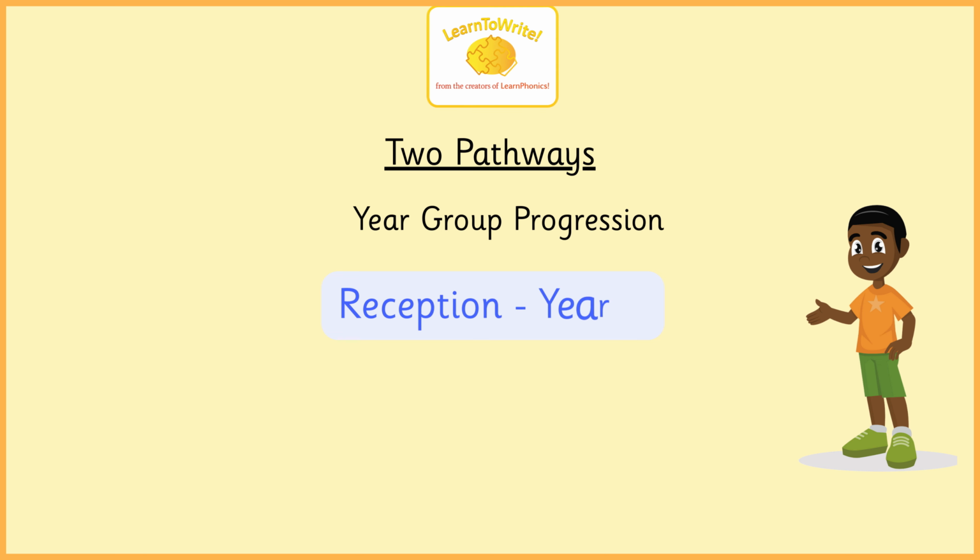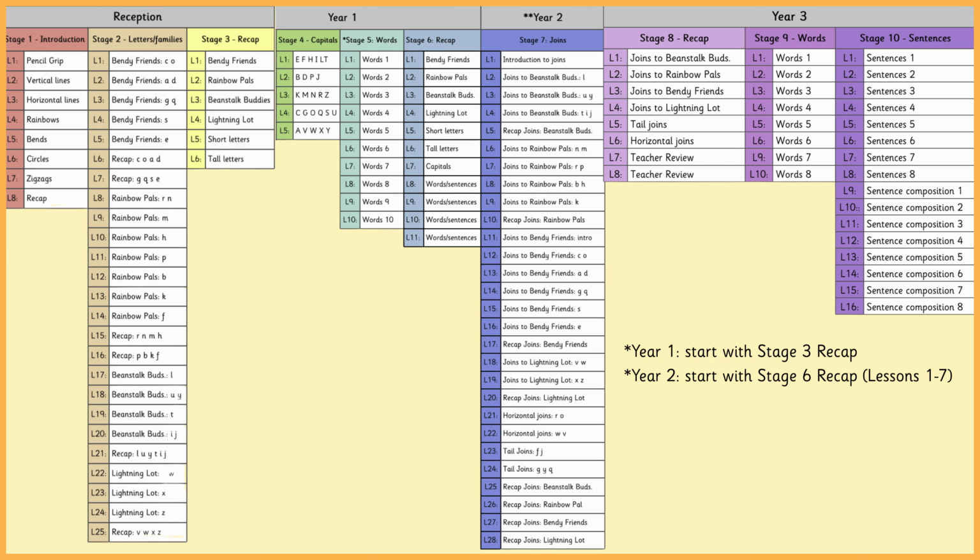Schools may prefer a more structured approach and follow the year group progression, where the same content is mapped out to align with the academic year from reception to year 3. Alternatively, schools may prefer to adopt a more flexible approach and use the developmental progression following each stage as it comes. This is the timeline structured by year groups. Year 1 should begin the year with a recap of the previous stage, which would be stage 3, and year 2 should begin the year with a recap of the previous stage, which would be stage 6.